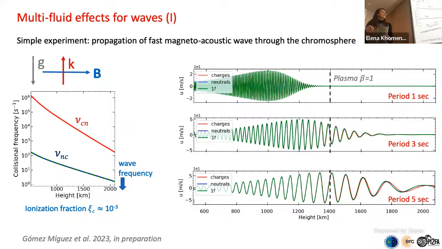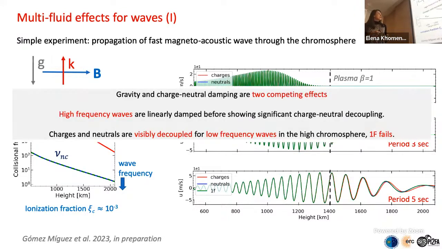The curious thing from here is that as we go to higher periods, to lower frequencies, these red and green curves that you see here start to separate. And it means that our charges and our neutrals start behaving separately. So the oscillation in charges and neutrals is a different oscillation now. And that happens in the volume where plasma beta is smaller than 1, so a magnetically dominated situation. So the conclusion from this is that gravity and this charge neutral damping are two competing effects.